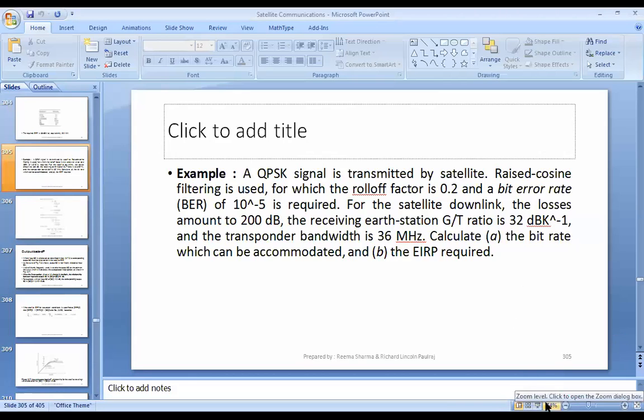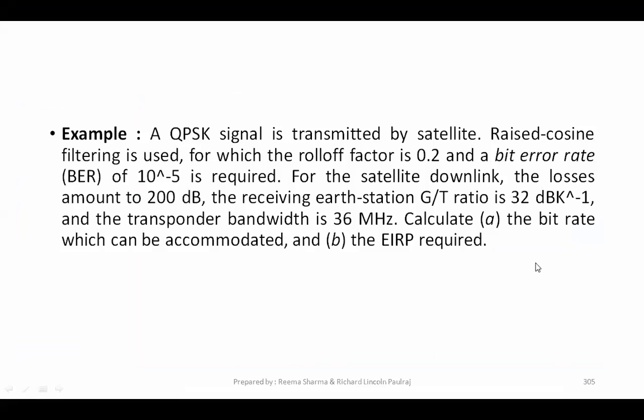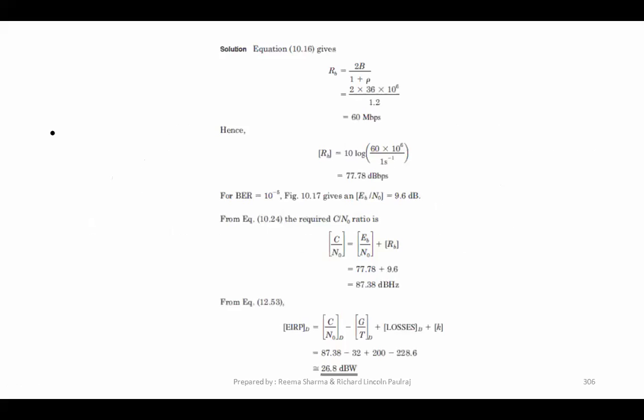Okay, so we'll be looking into this problem where a QPSK signal is transmitted by satellite, and it has raised cosine filtering with a roll-off factor of 0.2, and your bit error rate BER is 10 raised to minus 5. The satellite downlink losses amount to about 200 dB, which means it's transmitting from the satellite. The receiving earth station has a G/T ratio of 32 dB per Kelvin, and the transponder bandwidth is 36 megahertz. Calculate the bit rate which can be accommodated and what is the EIRP that is required. What is the power required, right?